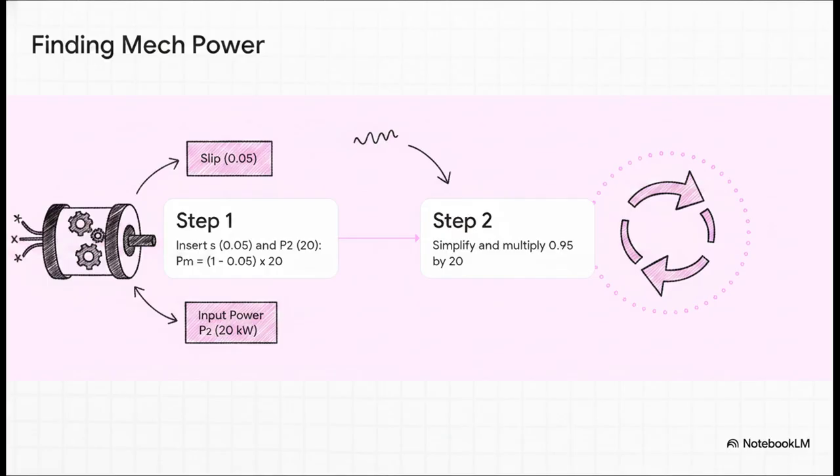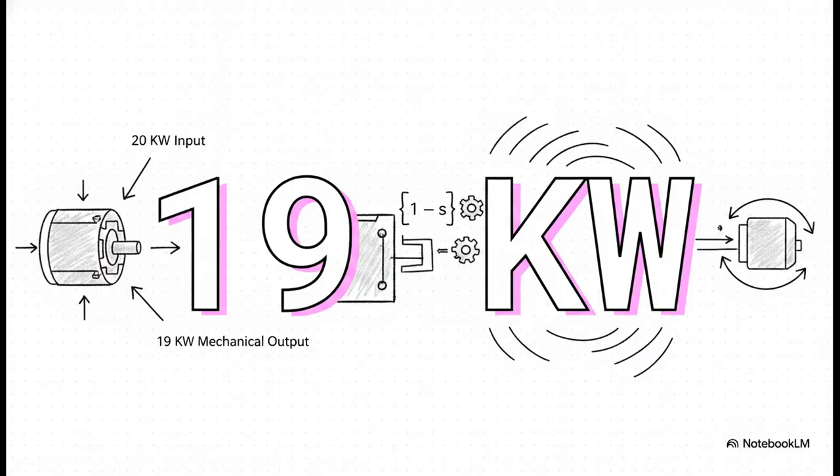Step 1, insert the slip, so 0.05, and the P2 input power, which the problem told us was 20 kilowatts. That gives us PM equals the quantity of 1 minus 0.05 multiplied by 20. Step 2, we clean up the parentheses again, which leaves us with 0.95. Then we simply multiply that 0.95 by our 20 kilowatts of input power. And this right here demonstrates exactly how theoretical math translates into actual real-world mechanical power. 19 kilowatts. Man, what a deeply satisfying number to land on.